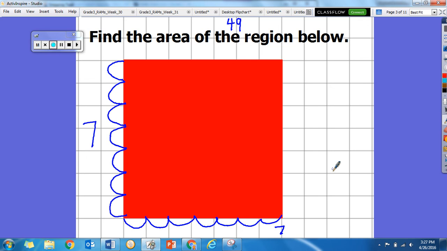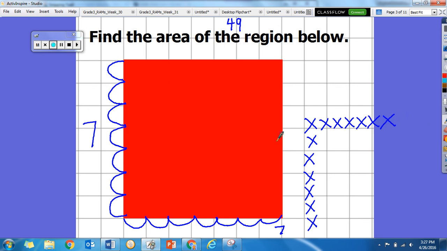7 down, 7 across. And they said, well, Miss Gross, that reminds me of the area model. And I said, that's very interesting. Let's draw an area model. If we have 7 down and 7 across: 1, 2, 3, 4, 5, 6, 7 down, and 1, 2, 3, 4, 5, 6, 7 across.